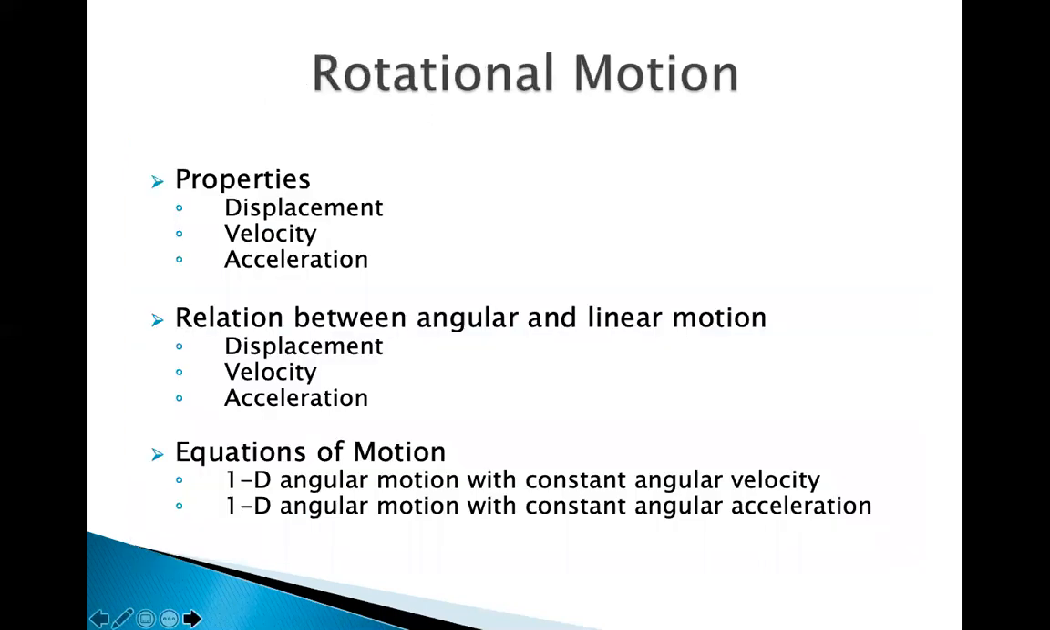In summary, we learned angular motion, and the properties include displacement, velocity, and acceleration. Secondly, angular motion is related to linear motion in terms of displacement, velocity, and acceleration. And finally, we learned the equations of motion, so we know how displacement, velocity, and acceleration are related for angular motion.